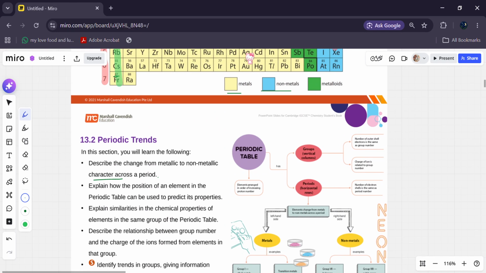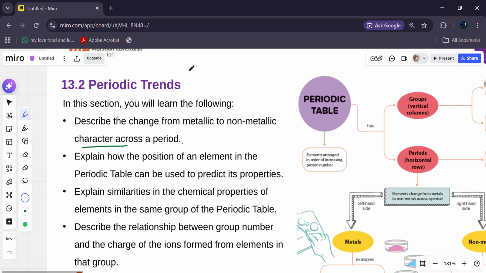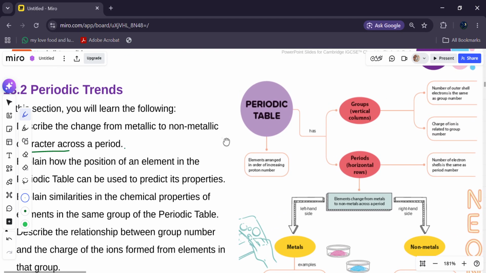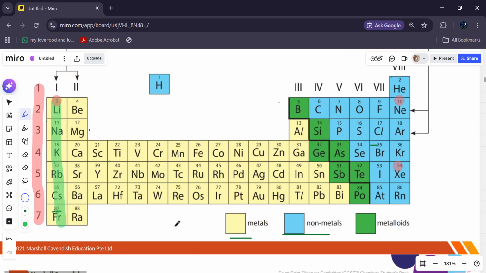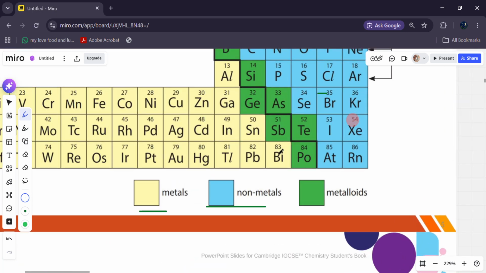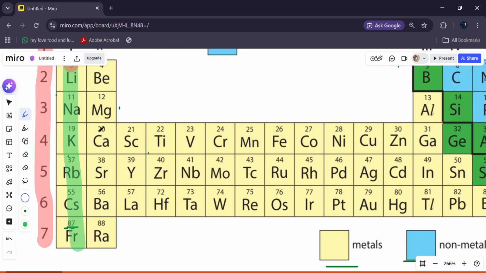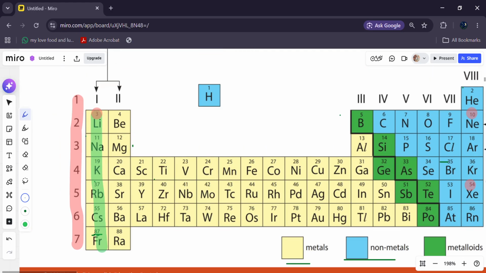Now we're done with section 13.1. We're going to learn about section 13.2, the periodic trends. Here we're going to describe the change from metallic to non-metallic. If you haven't noticed, the periodic table is split into 3 colors: yellow, green, and blue, with yellow being metals, blue being non-metals, and green being metalloids. So all the yellow part is metals.